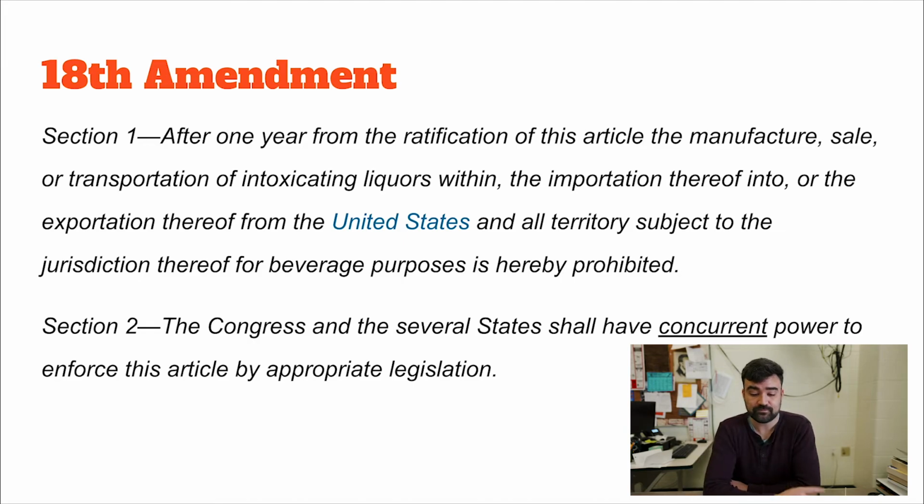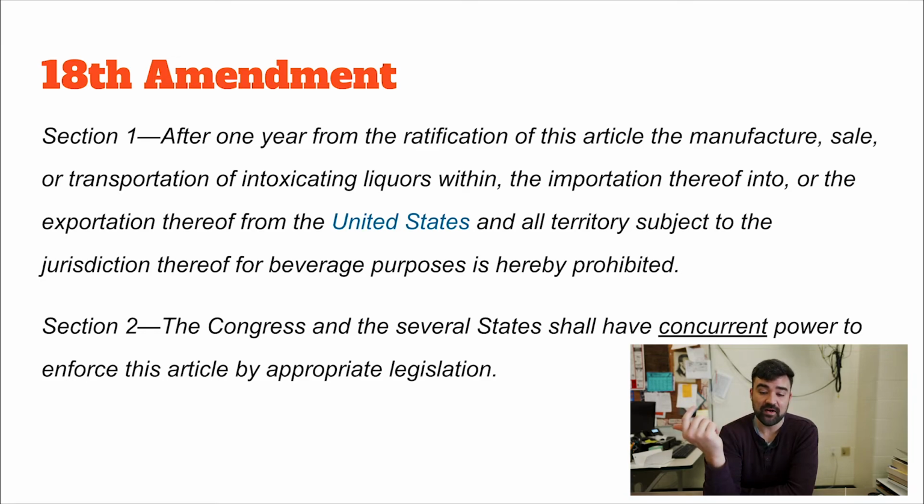And the second thing here that I think is interesting is it says Congress and the several states shall have concurrent power to enforce this article by appropriate legislation. Concurrent, you can think of it meaning as they're both responsible for enforcing it. Congress and the states have to enforce this. That ends up being an issue.